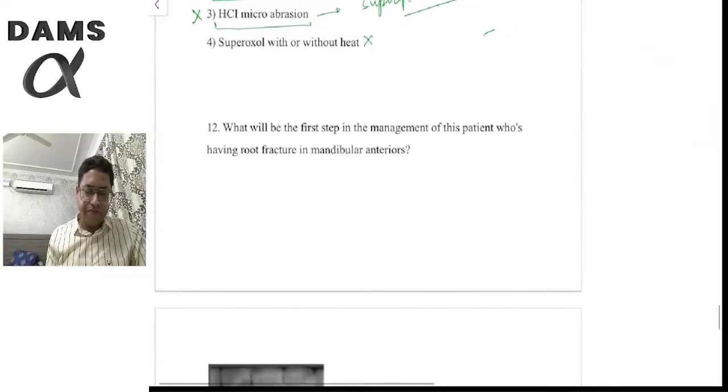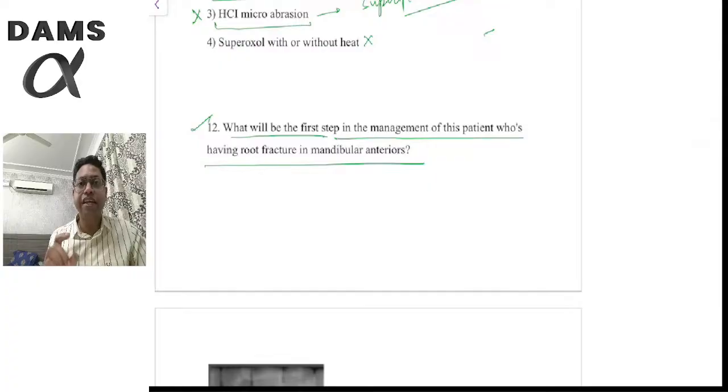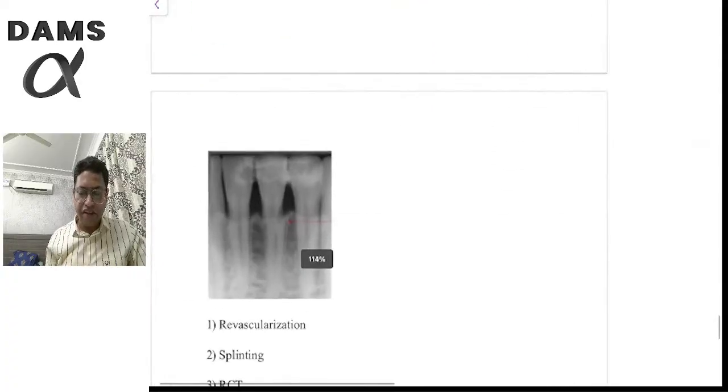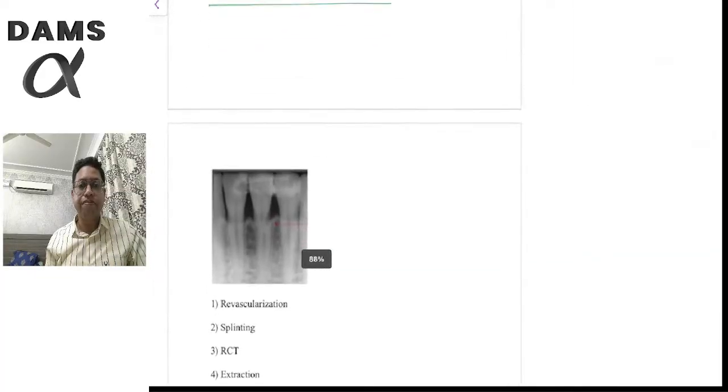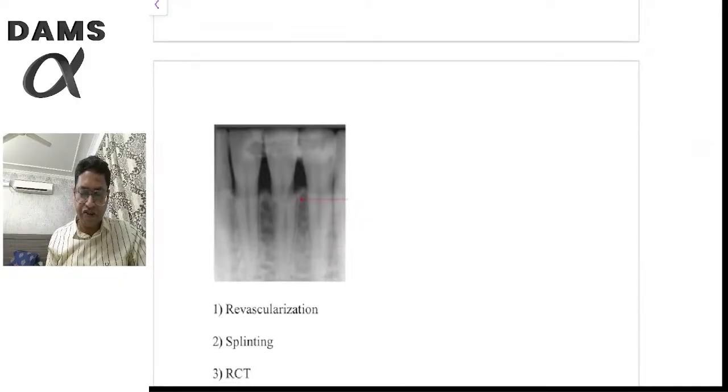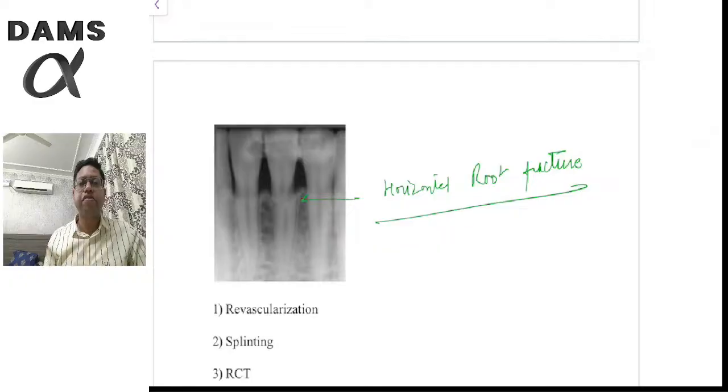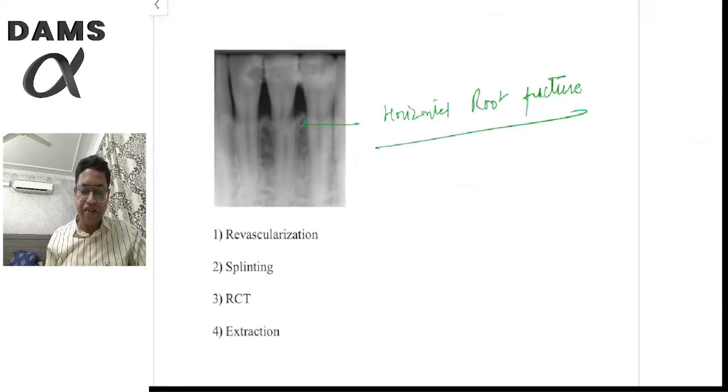Question number 12. What will be the first step in the management of this patient who has a root fracture in the mandibular anteriors? We can see that there is some fracture evident over the cervical to midroot area. So it is a case of horizontal root fracture. The options: revascularization, splinting, RCT or extraction.